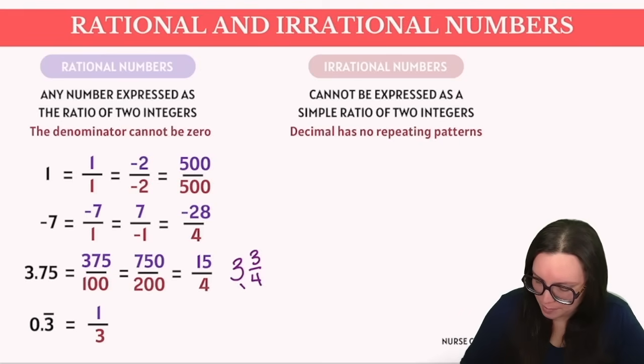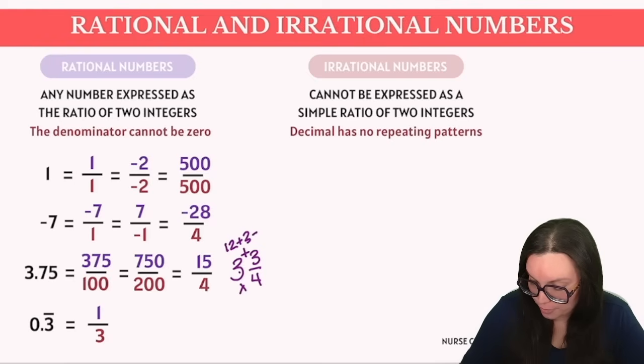So how do we do that? What we would do is multiply our 3 by our denominator of 4. That would give us 12. And then we're going to add our 3 that is in our numerator, giving us 15 over 4.